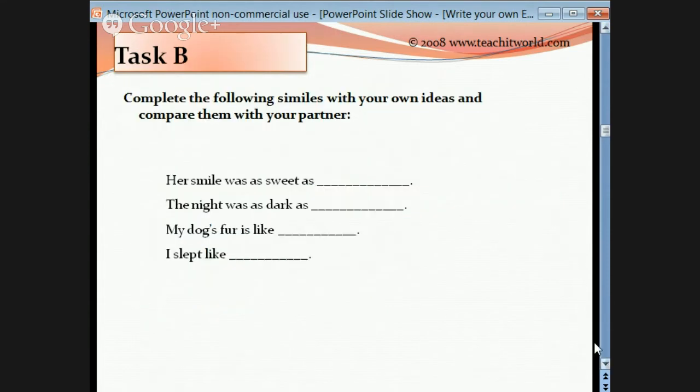Okay, let's try our own. So we're going to make up whatever. Her smile was as sweet as sugar. Yeah, good one. Her smile was as sweet as sugar, sweet as honey. Exactly. That's the way you do it. The night was as dark as... Things that are dark. Do you know what ink is? My hair. Okay. The night was as dark as my hair. That's fine. That's a good one.